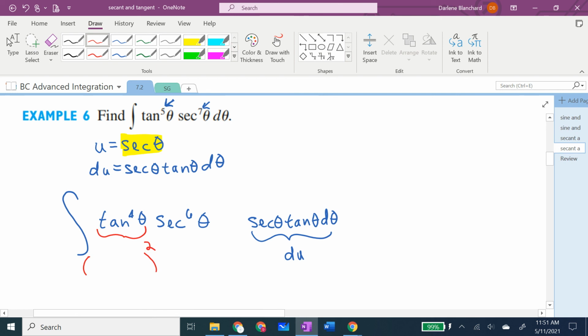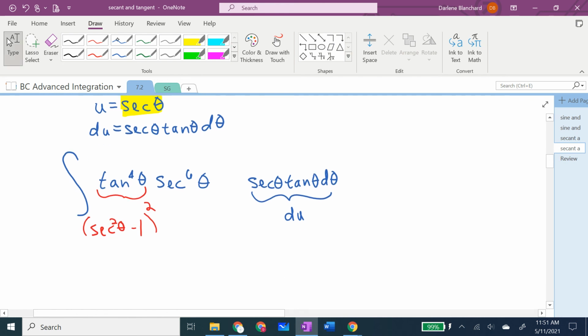So tangent squared squared, and then tangent squared is equal to secant squared minus 1. And now I'm going to put the u's in. So I have parentheses u squared minus 1 quantity squared times u to the 6th power times du.